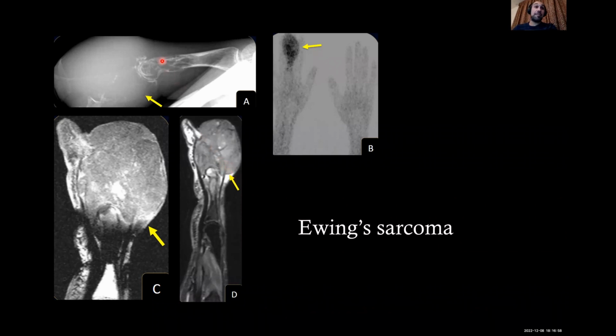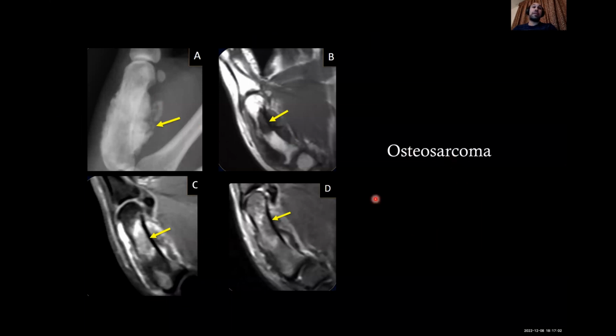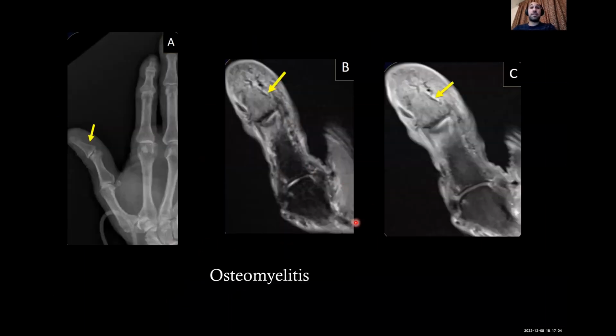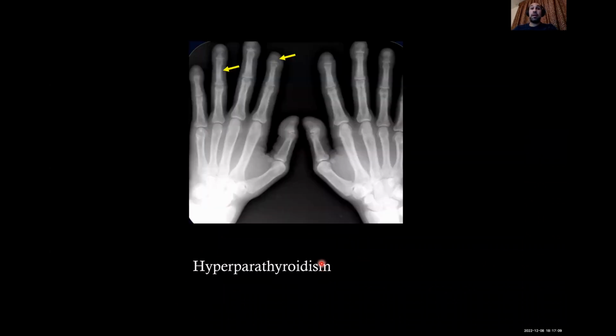Okay, you can find here that the epiphysis is closed. Osteosarcoma, there is intensive calcifications. Osteomyelitis, still you have to review the patient history, and this is hyperparathyroidism, where there is erosion of the radial aspect of the middle phalanx of the second and third and fourth fingers.